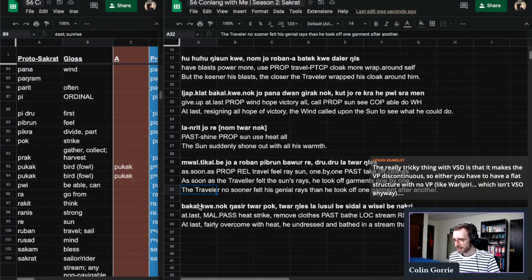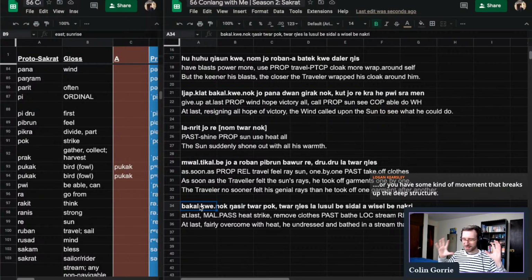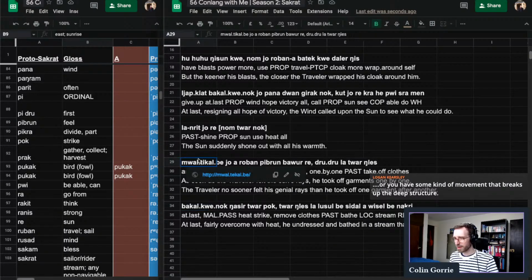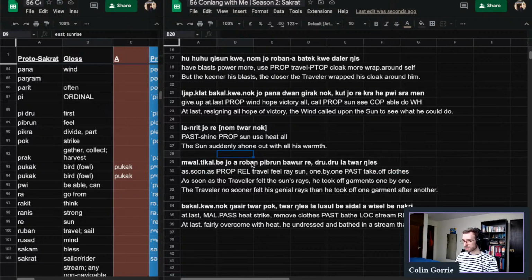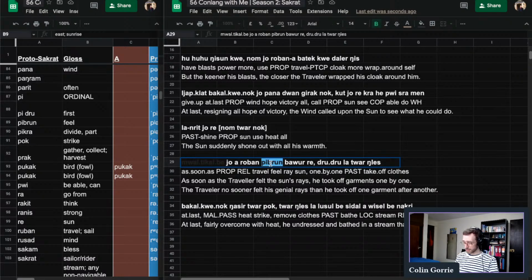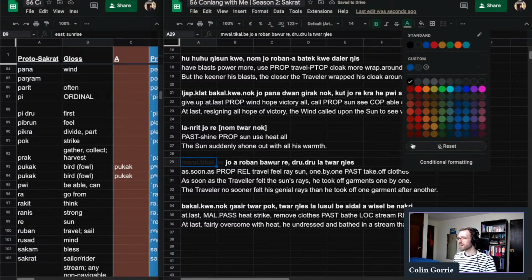All right, we're almost done. This will be all VSO'd nicely, or maybe not so nicely by the end of this. So what's our verb here? As soon as the traveler felt the sun's rays. So feel. So as soon as the traveler, pibrun is our verb. So let's get that up at the start. What's going on? What is going on?